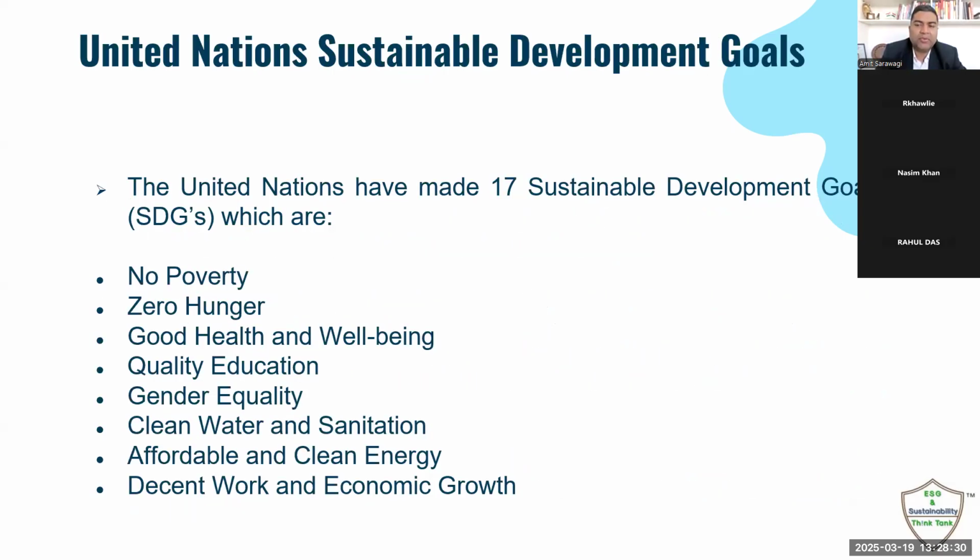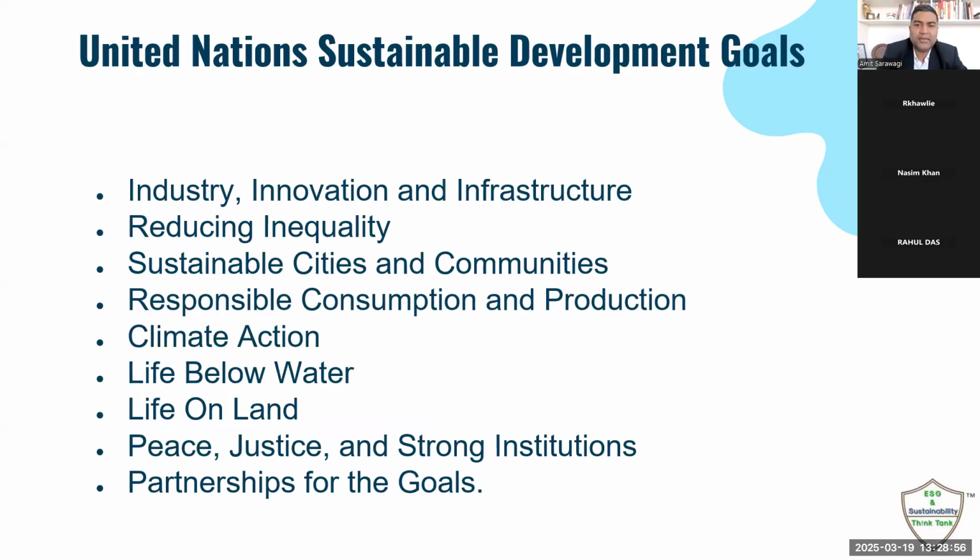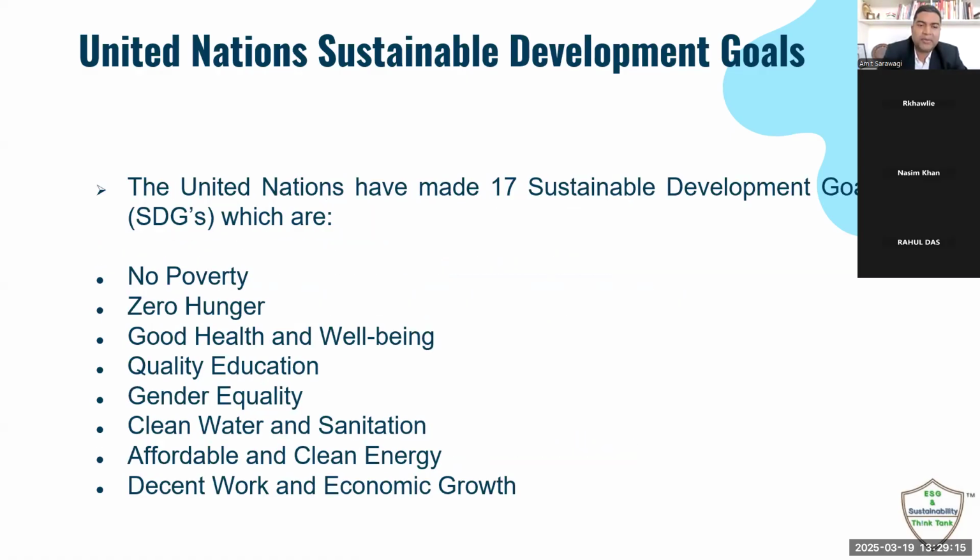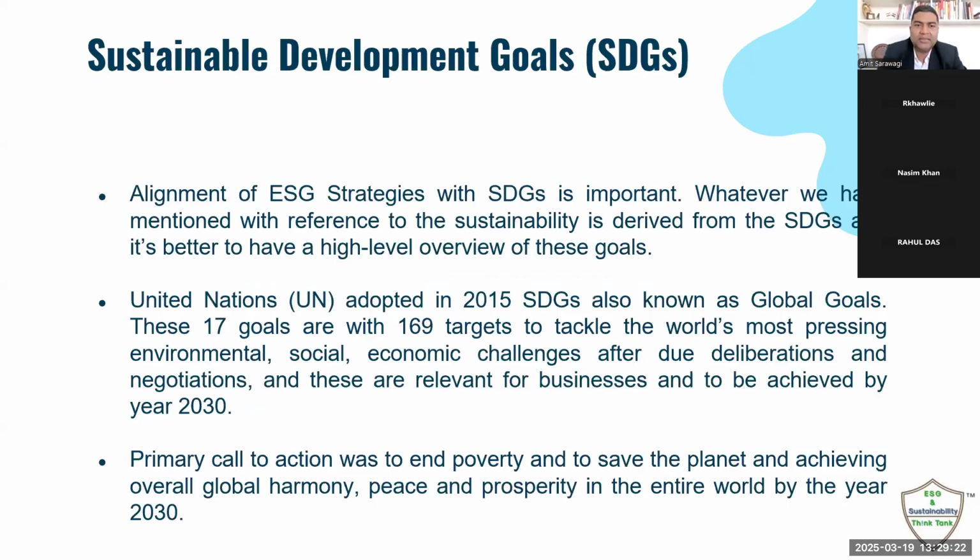So here is the list of all the 17 sustainable development goals, SDGs or global goals: no poverty, zero hunger, good health and well-being, quality education, gender equality, then clean water and sanitation, affordable and clean energy, decent work and economic growth, then industry, innovation and infrastructure, reducing inequality, sustainable cities and communities, responsible consumption and production, climate action, life below water, life on land, peace, justice, and strong institution. This is 16, and partnership for the goals, 17. So all these 17 sustainable development goals are mapped with the ESG, environmental, social, and governance, as you have seen in this slide.